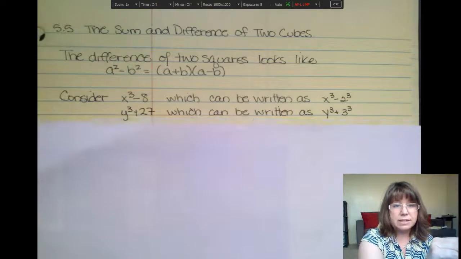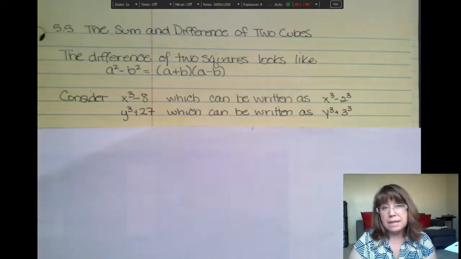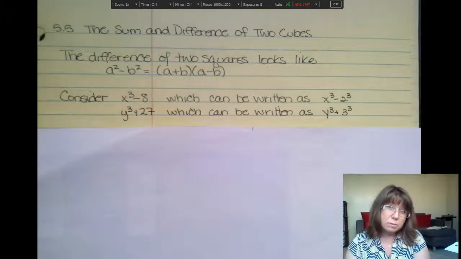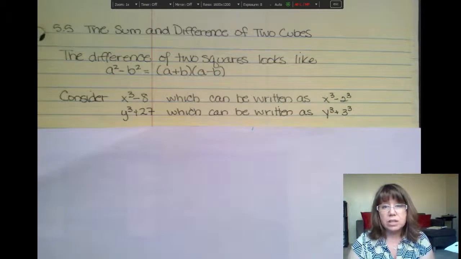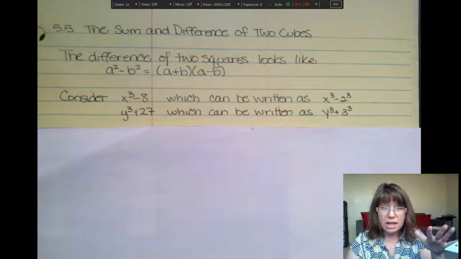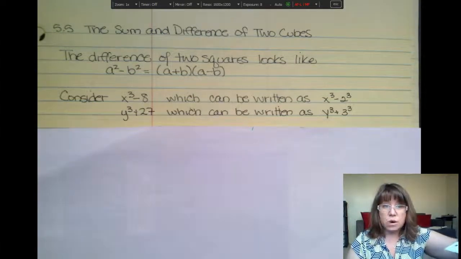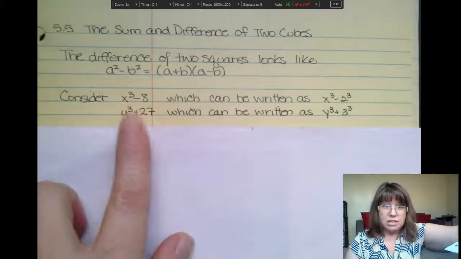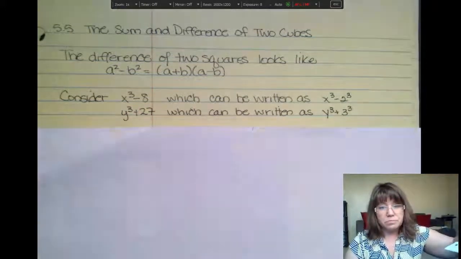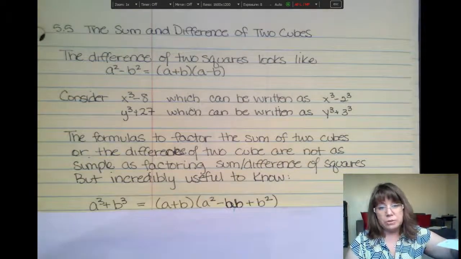Now let's consider x cubed minus 8, which we can write as x cubed minus 2 cubed. And y cubed plus 27, we can actually write that as y cubed plus 3 cubed. Now it would be lovely if we had something as short and sweet as the difference of two squares for the difference of two cubes and the sum of two cubes. But unfortunately, we just don't.